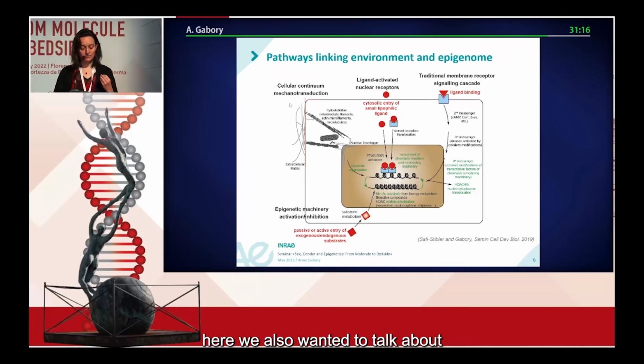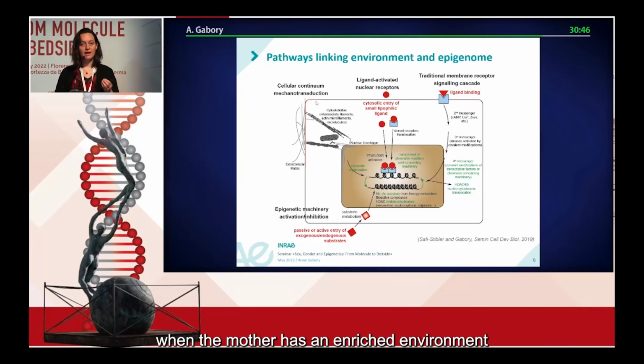Here we also wanted to talk about the mechanotransduction of the signal. The cell is a continuum from the extracellular matrix, which is linked to the plasma membrane, which is linked to the cytoskeleton, which is linked to the nuclear envelope and the chromatin. You can imagine that if you modify one of these partners, you will modify what we call the mechanotransduction. I will give you one example.